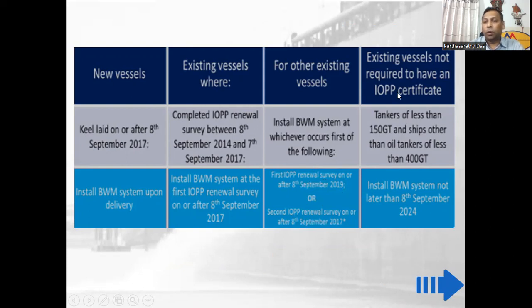Finally, we talk about existing vessels which are not required to have an IOPP certificate, and how they will install and perform the ballast water management system. They are categorized as tankers of not less than 150 gross tonnage and ships other than oil tankers of less than 400 gross tonnage. They will have to install the ballast water management system not later than 8 September 2024.